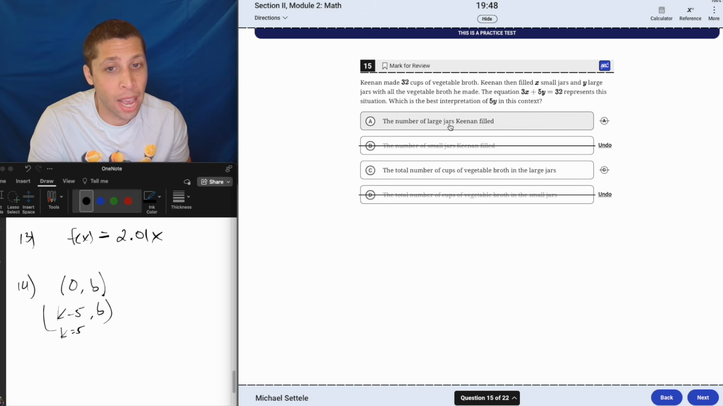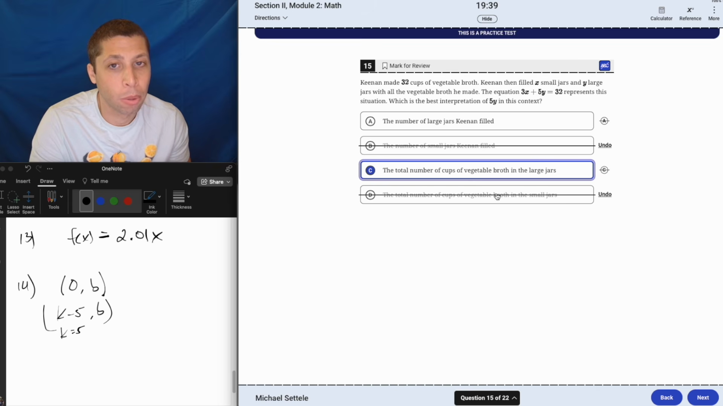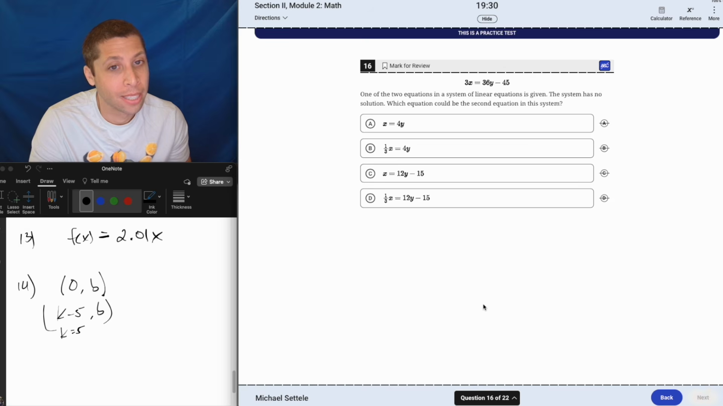So that's not what a is, because they're saying y is the large jar. So 5y is the total number of cups in the large jars, because then you're multiplying by the 5. Boom. That's kind of easy for number 15 in the hard module. Maybe people will get confused by that, but all right.